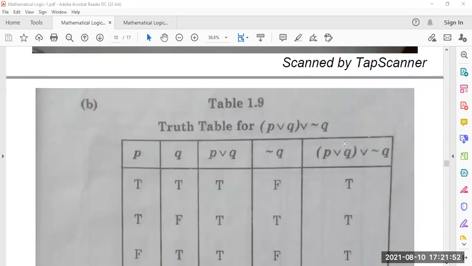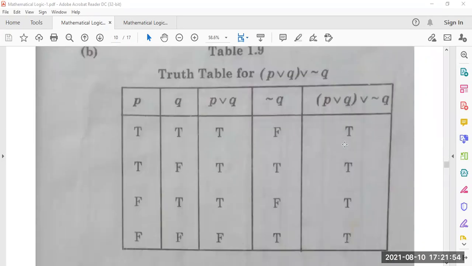Now for another table, look here. Truth table for P or Q or negation Q. So here P, Q and negation Q are required. They have taken P as T, T, F, F and Q as T, F, T, F. So negation Q will be the opposite: it is T so F, it is F so T, it is T so F, it is F so T. So negation Q is complete.